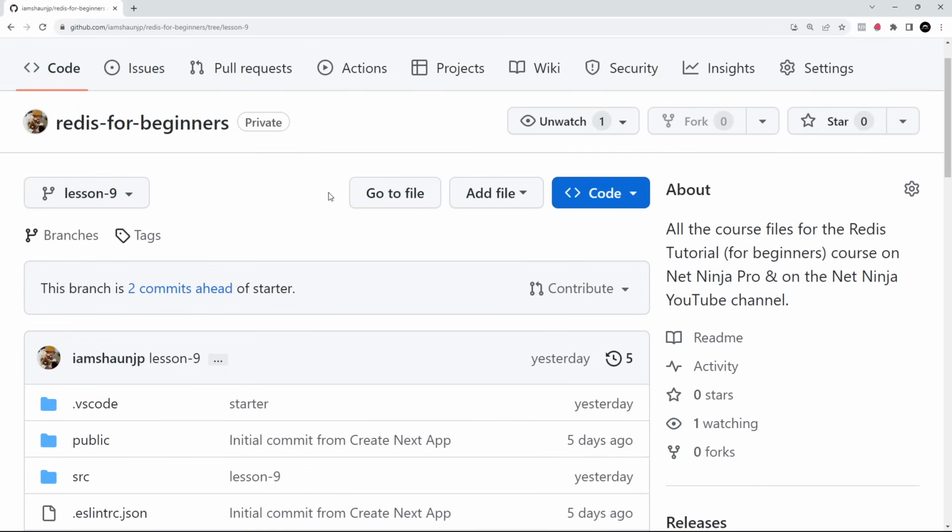So anyway, that's your introduction to Redis out of the way. So in the next lesson, we're going to be setting up our first Redis database.